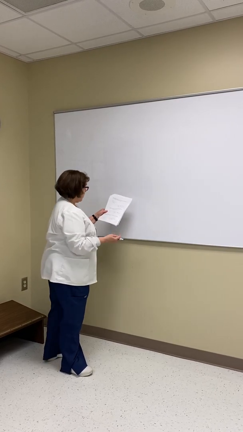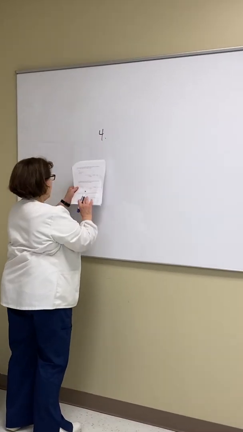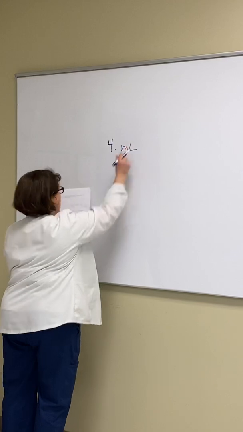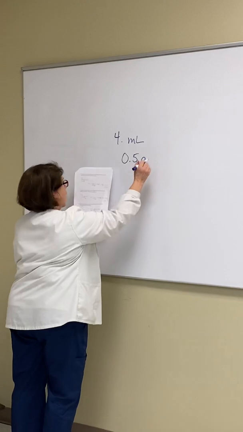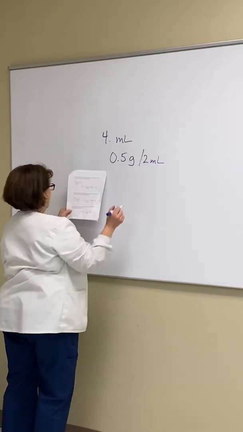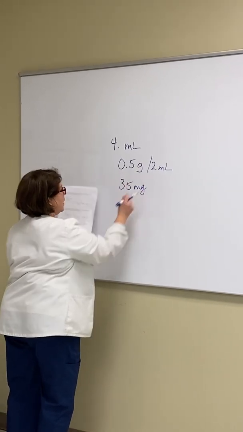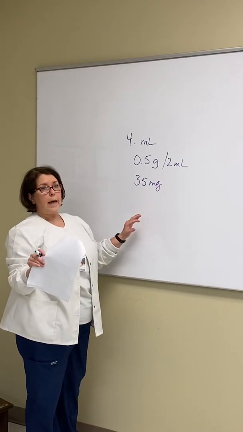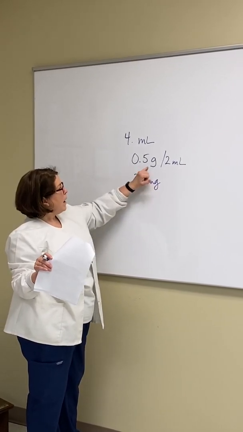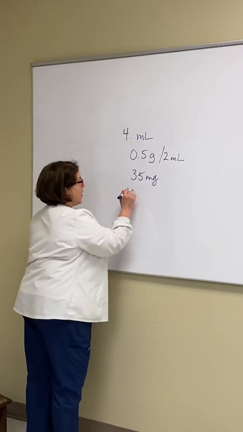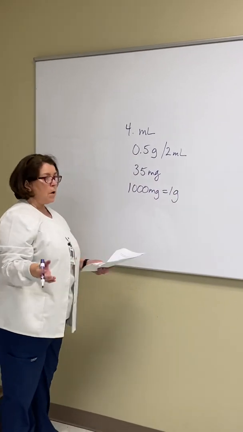So in this problem, we do have a conversion. So this is number 4. Like always, we are looking for mLs, and I'm writing down my data. We've got 0.5 grams per 2 mLs, and we've got 35 milligrams. Now what's important is we have unlike amounts. We've got milligrams here and grams here, so we have to add a conversion. 1,000 milligrams equals 1 gram.